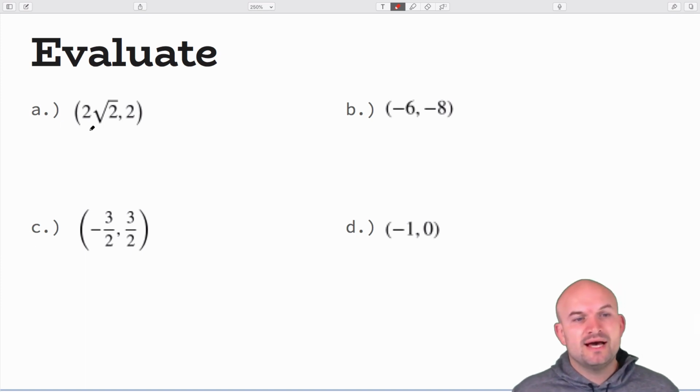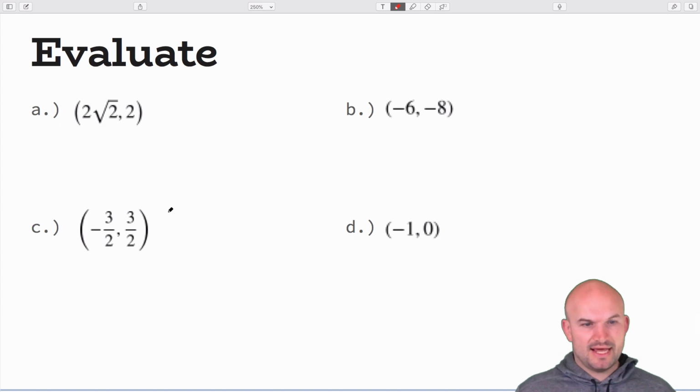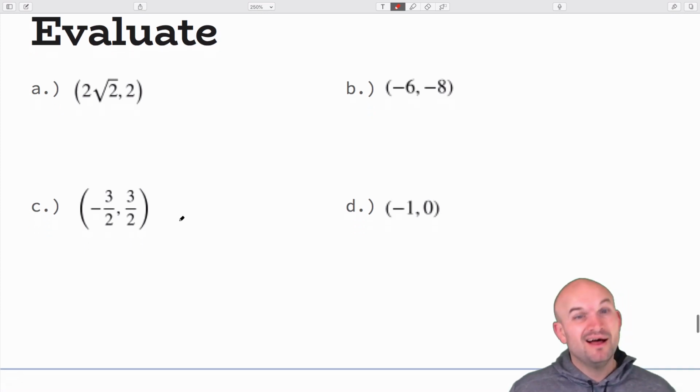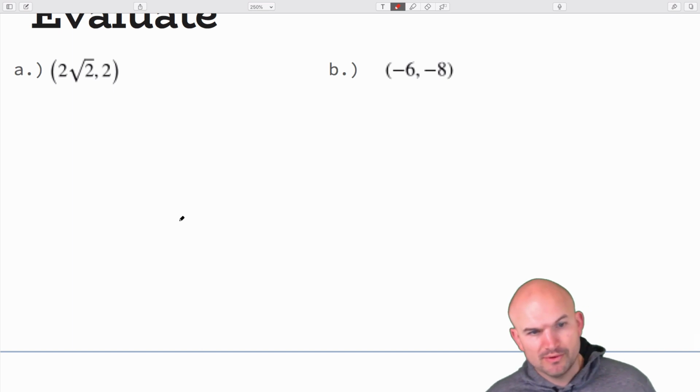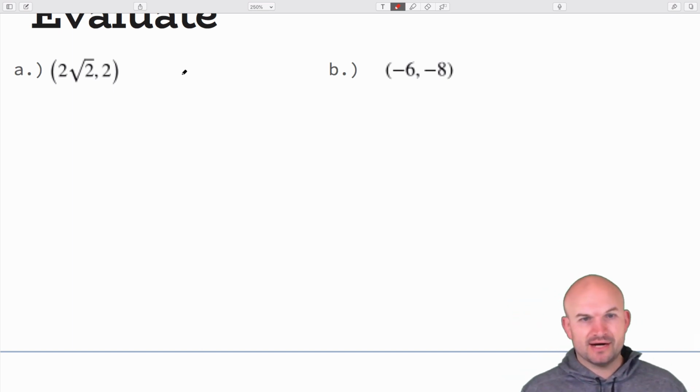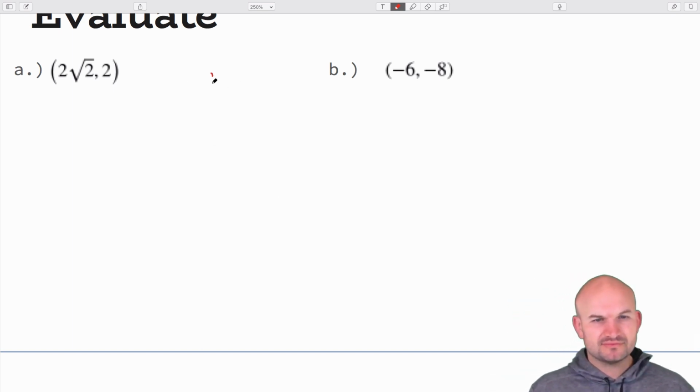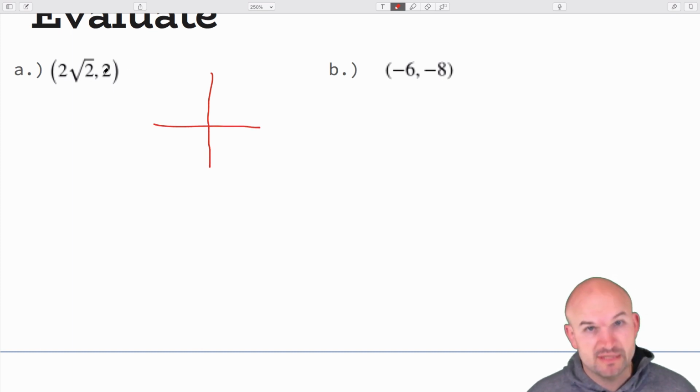All right, so here we have a couple points here, and you can see that they don't really look that pretty, right? Maybe B and D are not too bad, but these do not look like that much fun. So let's go ahead and give them a shot. Now, as far as graphing, 2 square root of 2, comma 2, we could estimate, but in this case, let's just forget about it. We just know it's going to be positive, right? And we know that's going to be larger than 2.